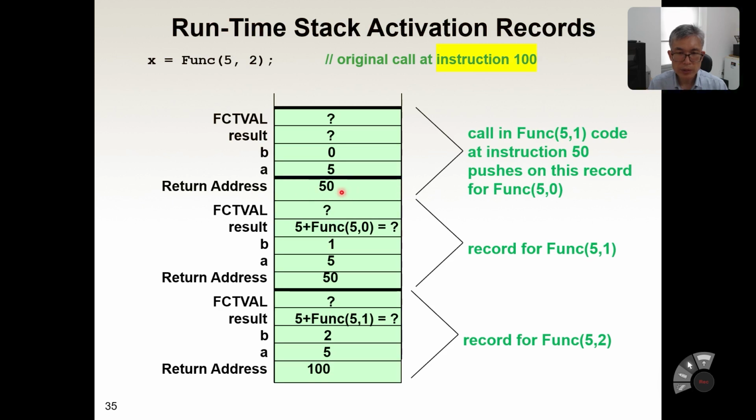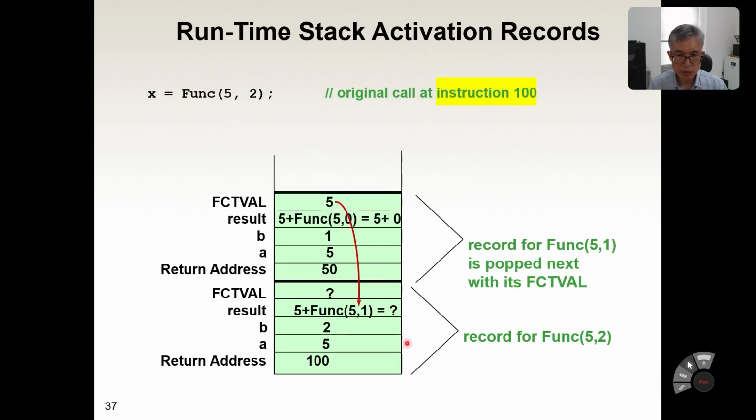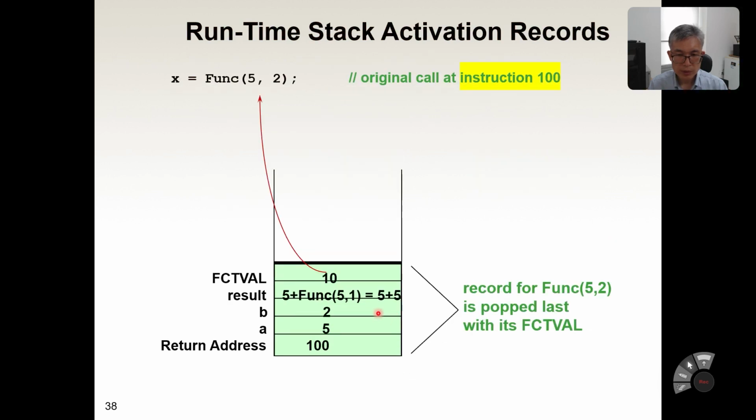This is a general case, right? And then B becomes 0, so this is the base case, right? Now we can calculate the result, the function return value, and then return to 50. Then we calculate the result, and the return value is also none. Also return here. Now this one is 100, right? So we calculate all the values and return to the calling location, instruction 100.